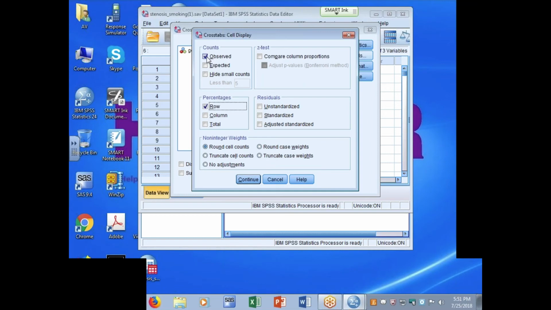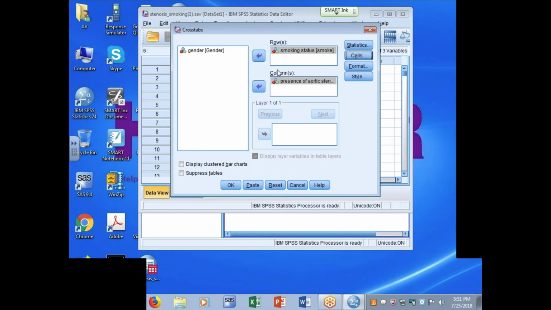I'm going to check off observed values and percentages by rows because it gives me some interesting information. I'm going to click continue, and I've put the exposure, smoking status, into the rows and the outcome, the presence of the disease, whether the person has the disease or doesn't have the disease, into the columns. And I'm going to go ahead and click OK.